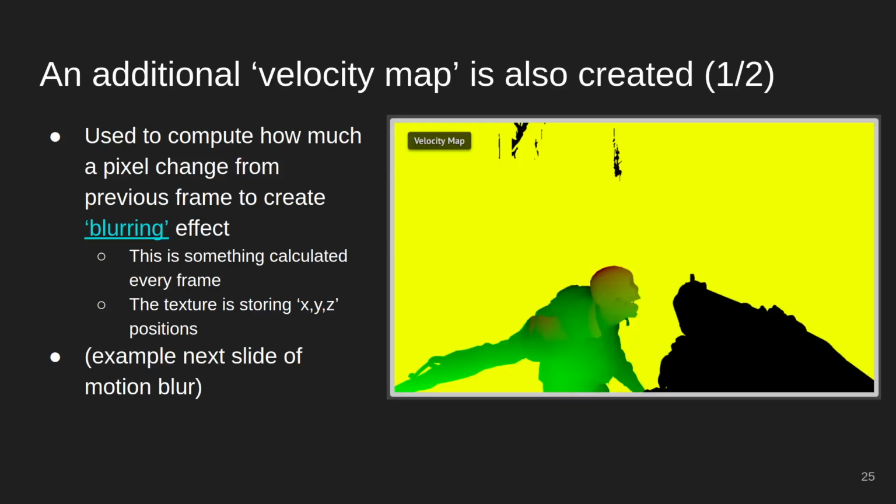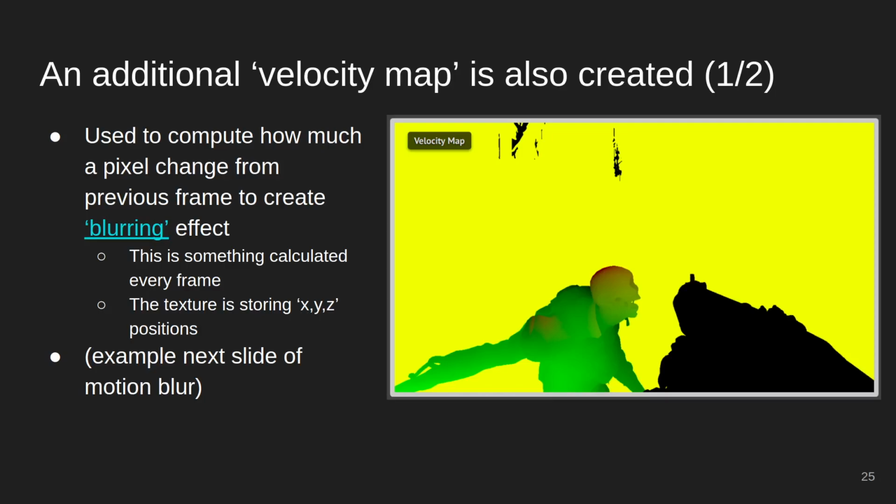Now, some additional types of screen buffers that you might want to store that we wouldn't immediately think of are things like velocity maps. What this is showing, this character here is sort of jumping out of the screen from the left side of the window to the right, and that's being captured in this map. So the X, Y, and maybe Z positions are being stored as RGB values here.